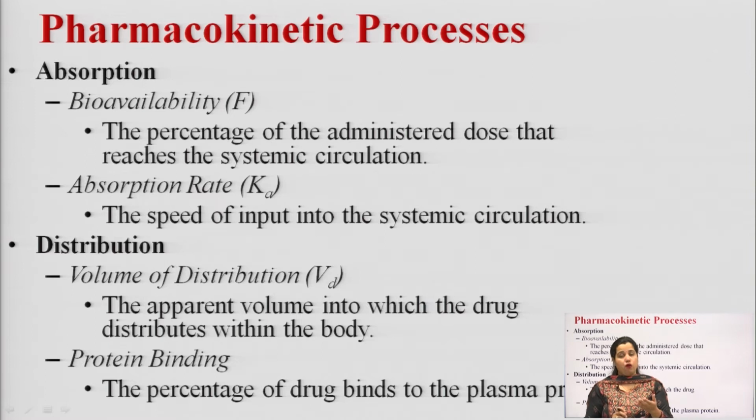Protein binding, of course, if protein binding is not there, then the drug effect will not occur. Protein binding is the percentage of drug bound to plasma protein. We have albumins and different kinds of proteins present in our blood. After reaching systemic circulation, the drug will distribute and bind to the particular protein to show its effect in the body.